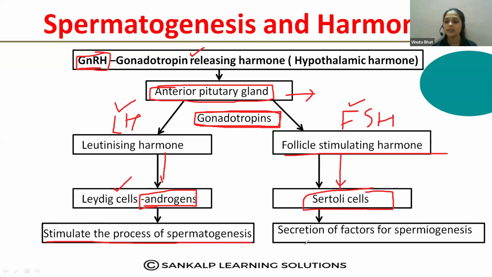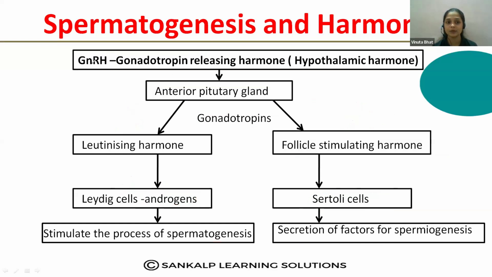And the Sertoli cells secrete factors that help in the spermiogenesis, that is, for sperm formation from the spermatid. So it will secrete some factors that help the spermiogenesis. Okay, so like this the hormones are acting on spermatogenesis. Note it down correctly once again.